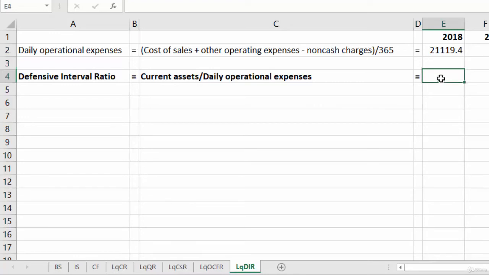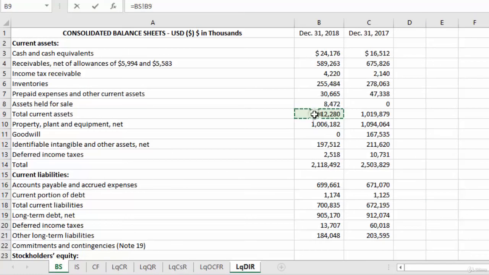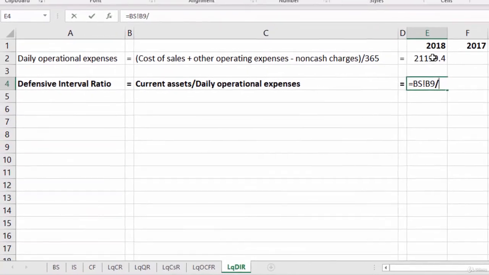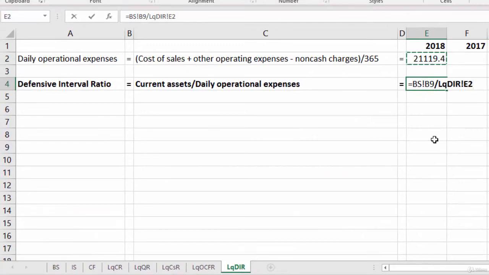If we get that, now it is very easy. Equal sign, go to the balance sheet to get the current assets, divided by, again come back to this one. So just click the cell containing the 2018 average daily operational expense and then press enter. We have got that 43.2 is the defensive interval ratio. Actually, this is expressed as number of days. We will have a separate interpretation.